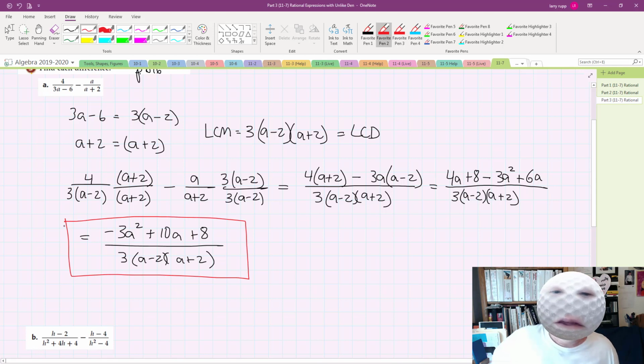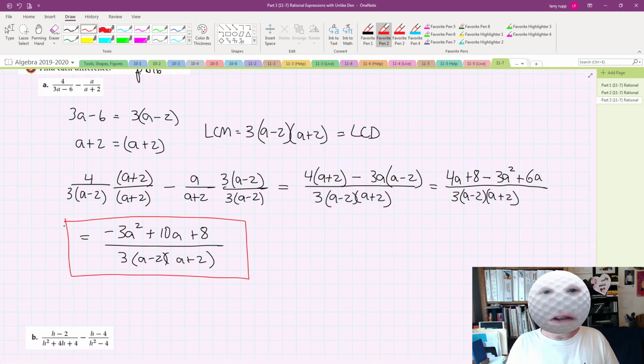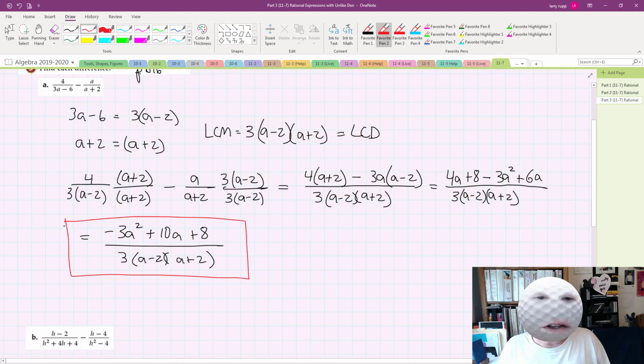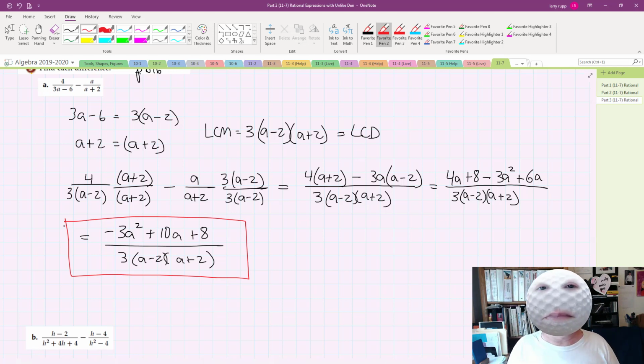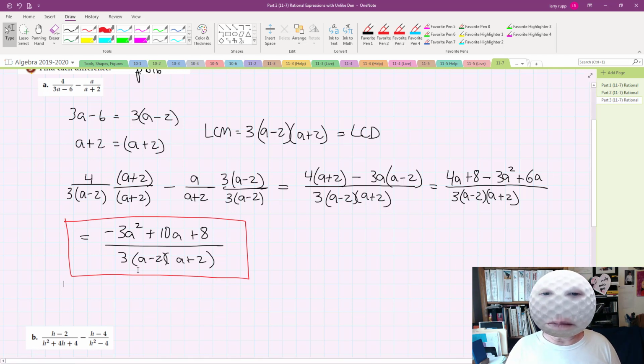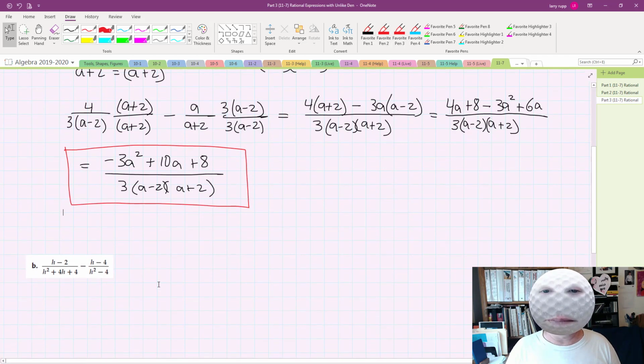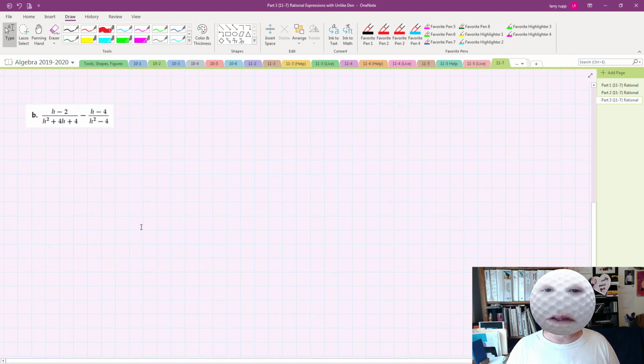Okay? And that's as far as they want you to go. They don't need you to go any further and factor the top polynomial and see if it cancels with anything on the bottom. I don't know if it does or not. I don't think it does, otherwise they would probably have you do it. So that is the final form of the answer.